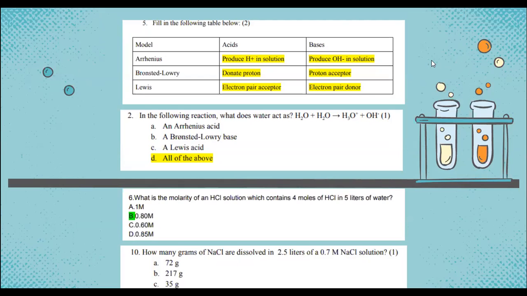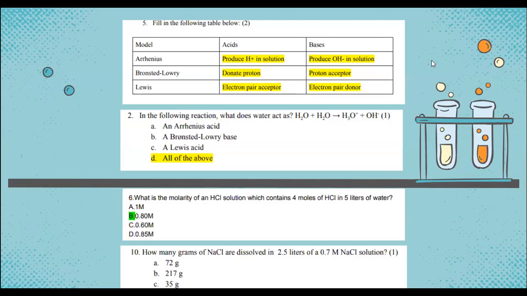The second one is: in the following reaction, what does water act as? So the second question is more of an application question. You have to apply your knowledge of Arrhenius, Bronsted-Lowry, and Lewis to a question, so it's not as straightforward. If you look at the equation, you can see that water is acting as all three. It is producing hydrogen ions, it is also accepting a proton at the same time, and it's also accepting an electron pair. So the answer would be all of the above.